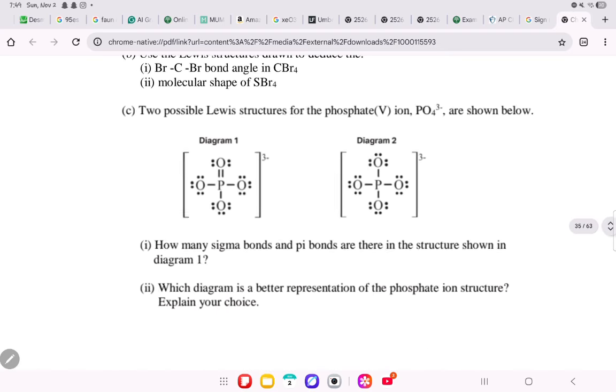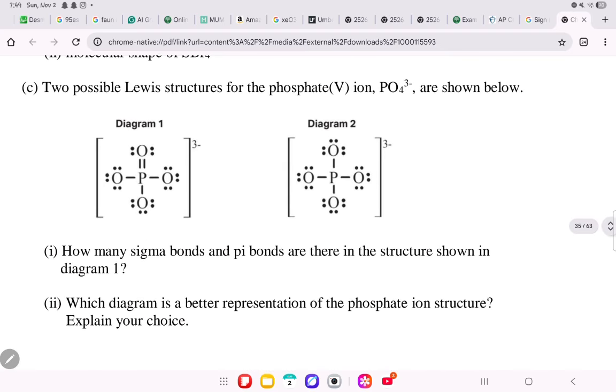Now part C, 2 possible Lewis structures for phosphate are shown below. How many sigma bonds and pi bonds are shown in diagram 1? In diagram 1, we have 1, 2, 3, and 4 sigma bonds and 1 pi bond. Which diagram is a better representation?